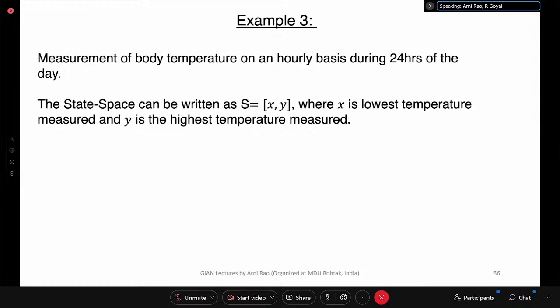So I have a query here: is there any constraint over the finiteness characteristic of the state space, or can we have infinite state space also? Like in this case, it seems. Correct. So in this case, the interval is the state space, not the value. It's not x comma y in a set. If a set is written with curly brackets, x comma y, it means it's a closed interval.